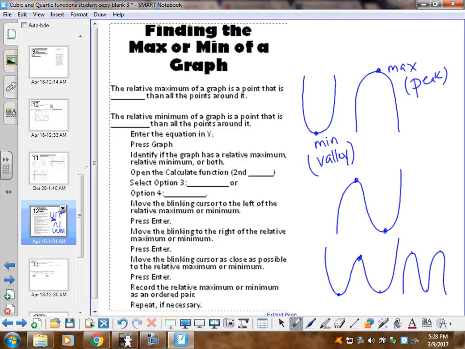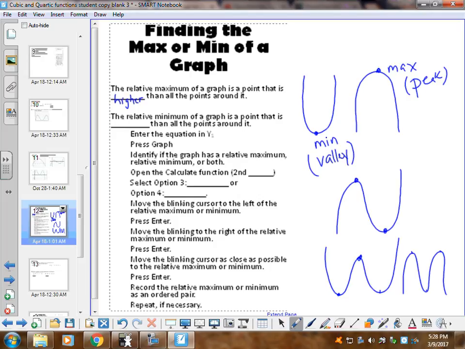Now, the relative maximum of a graph is a point that is higher, is what you're going to write in here. At any time, if you want to stop the video, pause it, or rewind to write down things, please do so. If any of you want to do the minimum and maximum, the graphs, make sure you put those on your paper so you have that to help you.